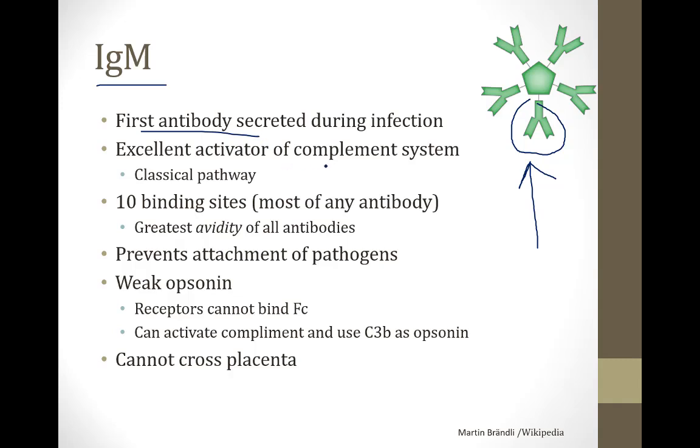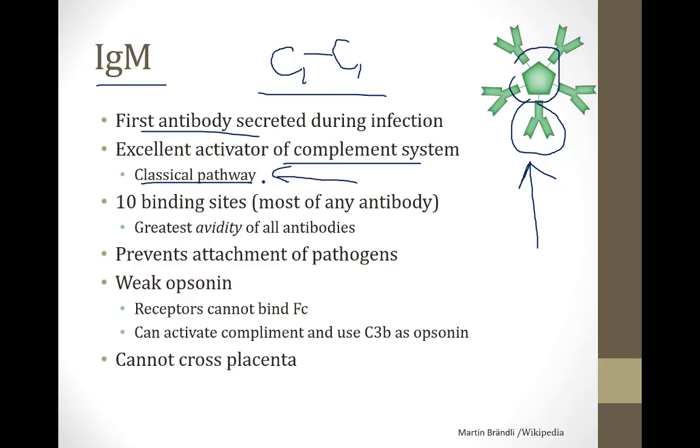IgM is famous as being an excellent activator of the complement system via the classical pathway. I talk about the complement system in another video, but by way of review, for the classical pathway to activate, 2 complement proteins C1 must link together. Well, C1 binds to the Fc portion of B cell receptors, and you can see that there are lots of Fc portions very close to one another within a molecule of IgM. This makes it very easy for 2 C1 proteins to get next to each other and for the classical pathway to activate.